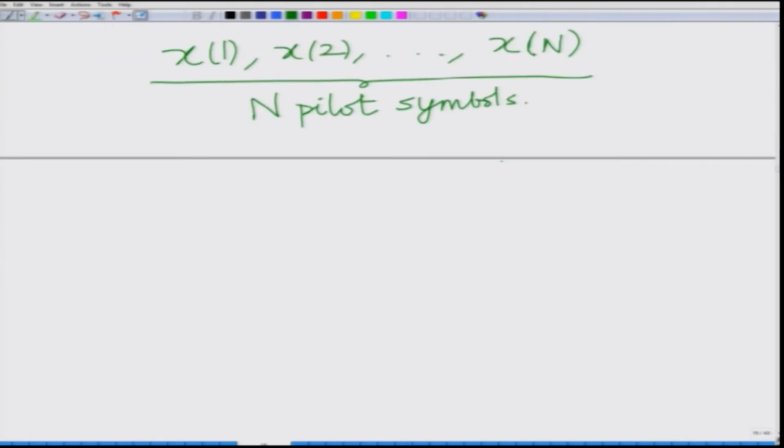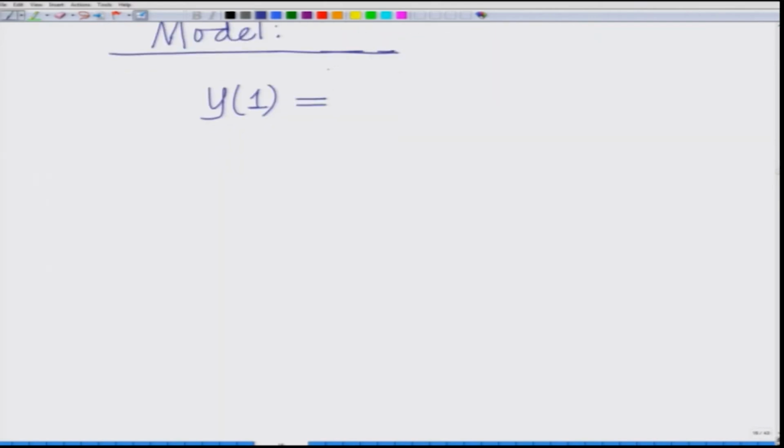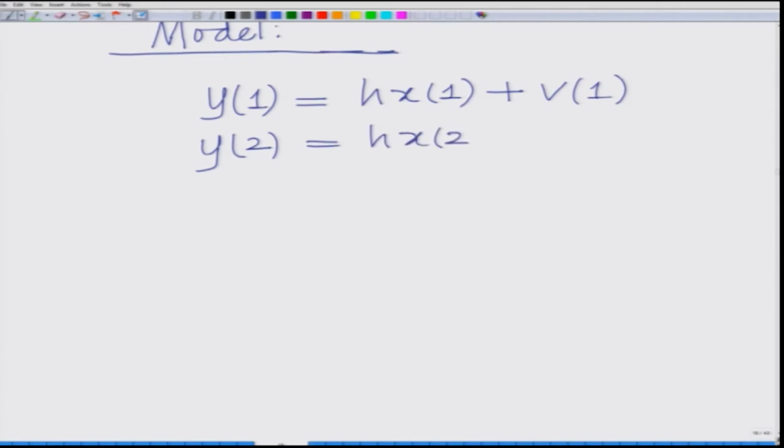All right. So the model that we have for channel estimation is the following. We have y1, the first received symbol corresponding to k equal to 1, equals h times x1 plus v1. y2 equals h times x2 plus v2, and so on and so forth.